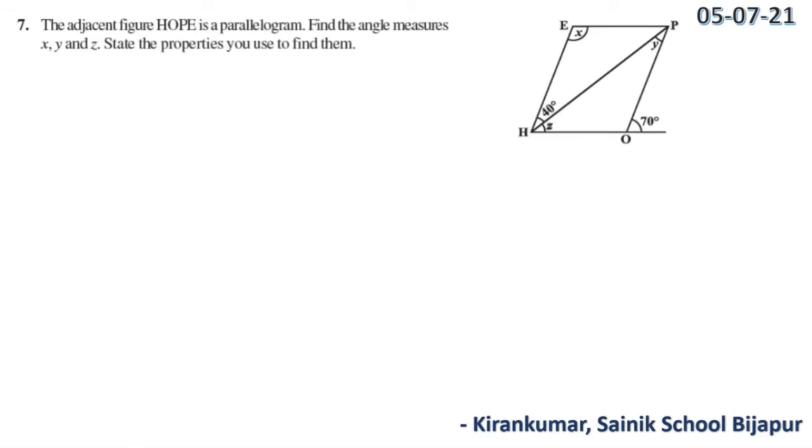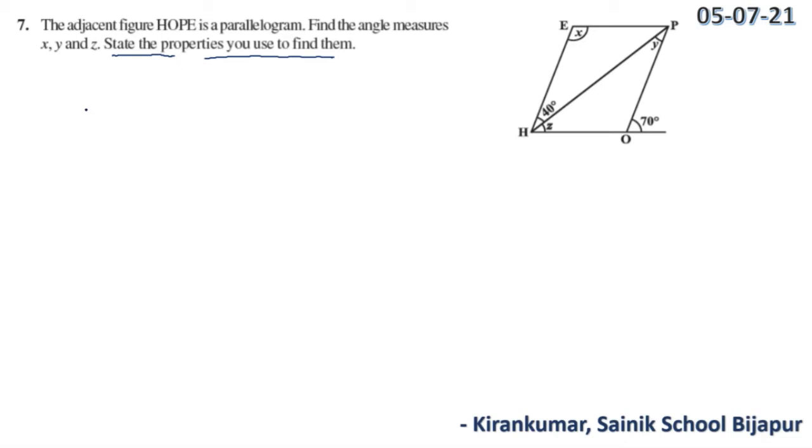Question number 7. The adjacent figure HOPE is a parallelogram. Find the measure of angle X, Y, and Z. State the properties you use to find them. Even if they don't give this, state the properties you use to find them, we still need to write, because in geometry that carries marks.